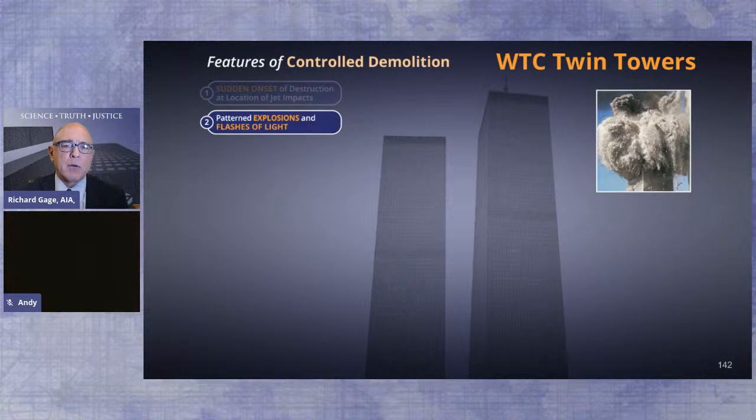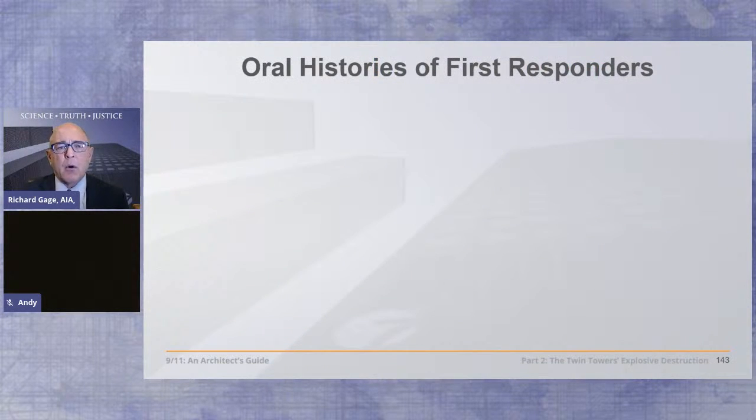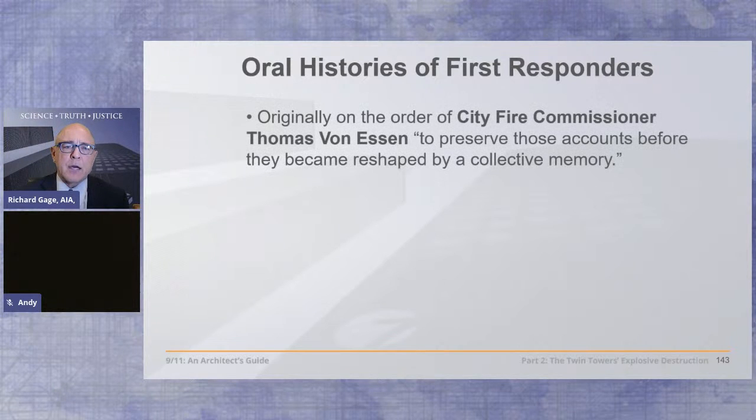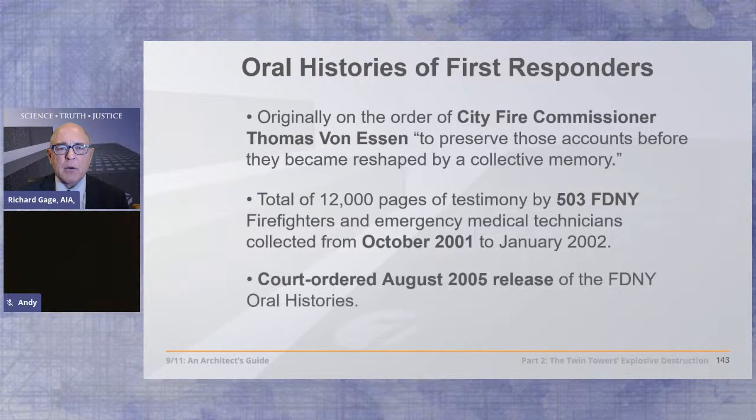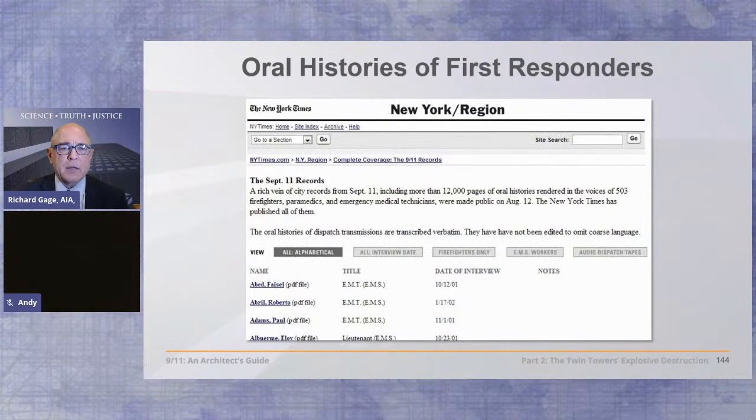How about patterned explosions and flashes of light? Let's jump to the oral histories produced by Thomas von Essen, the city fire commissioner, who sought to preserve these accounts before they became reshaped by a collective memory. So we have 12,000 pages of testimony. 500 first responders orally recorded their stories. And finally, we got this information in August of 2005 when the New York Court State of Appeals forced the city to release it. And the New York Times actually put these transcripts online.